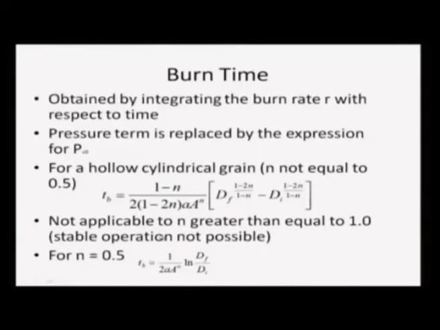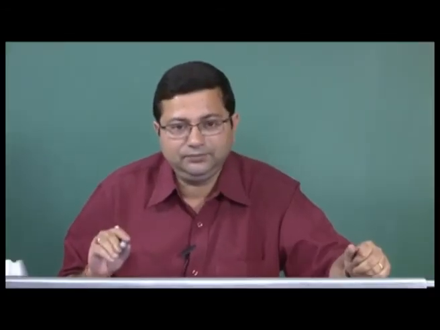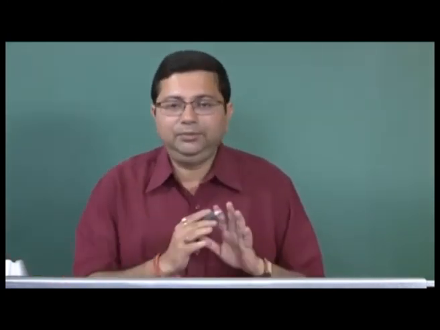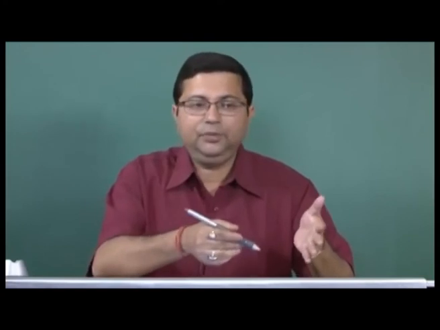This is not applicable to n greater than or equal to 1, and because of that stable operation is not possible if n is greater than 1, okay. For n equal to 0.5, this is the expression for the burn time. Why is it different from this? Because if you look at this expression, n equal to 0.5 will make this term 0. So, Tb will be infinite. Therefore, there is a singularity there. The singularity is removed and we get this expression for the burn time if n equal to 0.5. Okay. So, this is the burn time that will be essentially a function of Pc naught also.